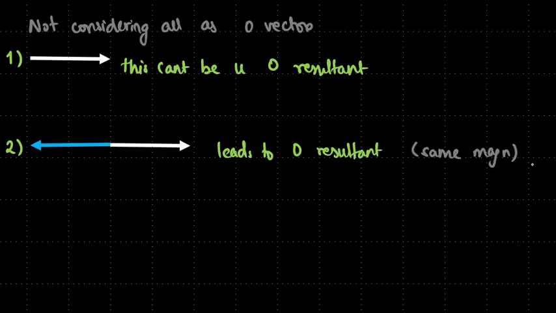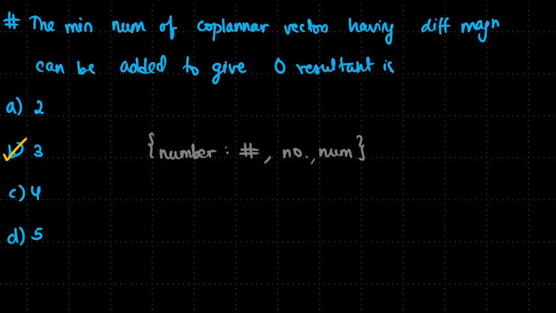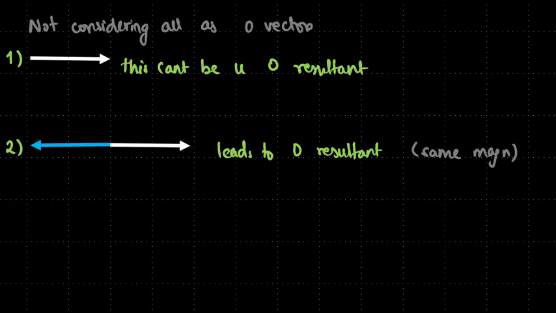So if there is a question that says minimum number of coplanar vectors to give 0 resultant, there is no specification on magnitude, you can say 2 vectors will be the answer. Now let's see why 3 vectors is going to be the answer.